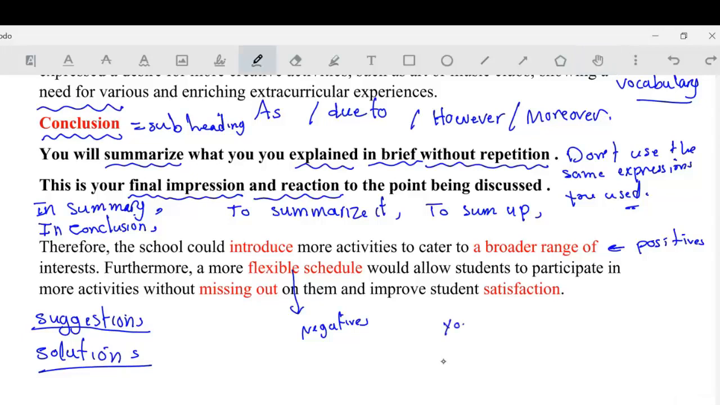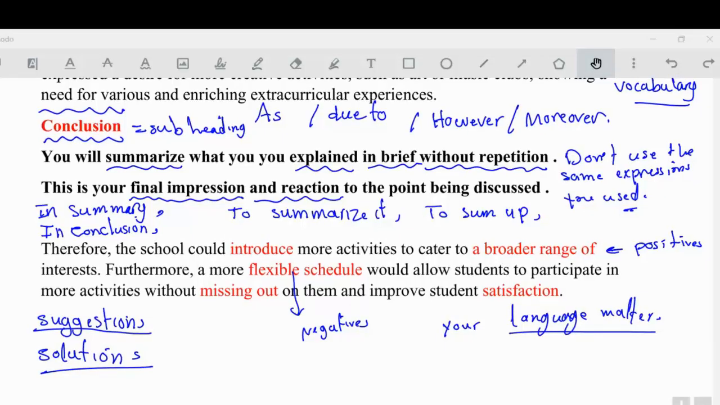Your language matters. Give me just a moment. I mute my microphone and then get back to you. Okay.